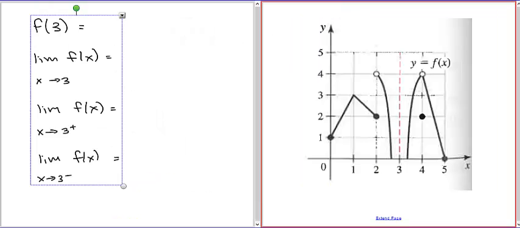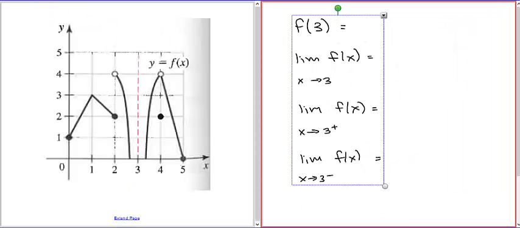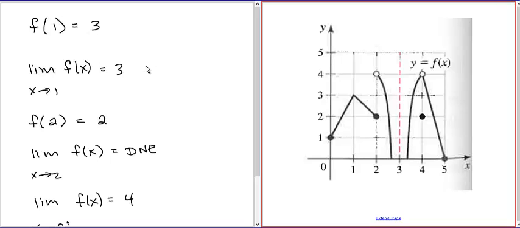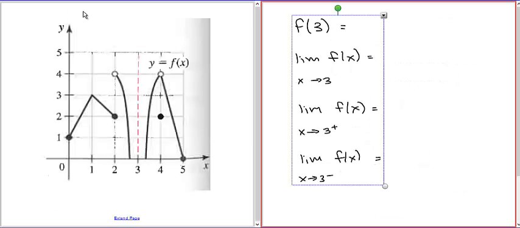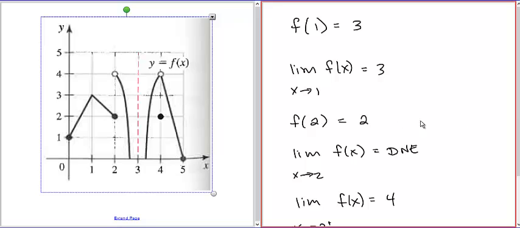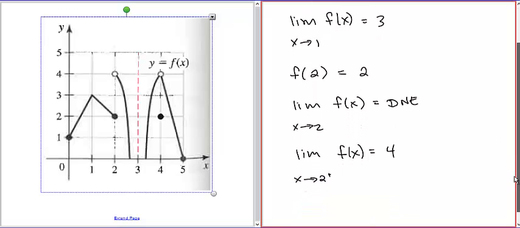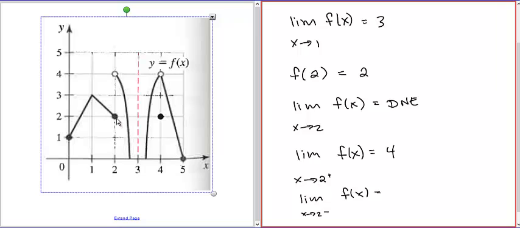I must have those later on. I didn't. Okay, I just didn't put it in there. So if I had this, where is it here? Yeah, I didn't ask you for it, but if I had the limit as x approaches 2 from the negative side of f of x, that would be equal to 2, which is the value of the function.